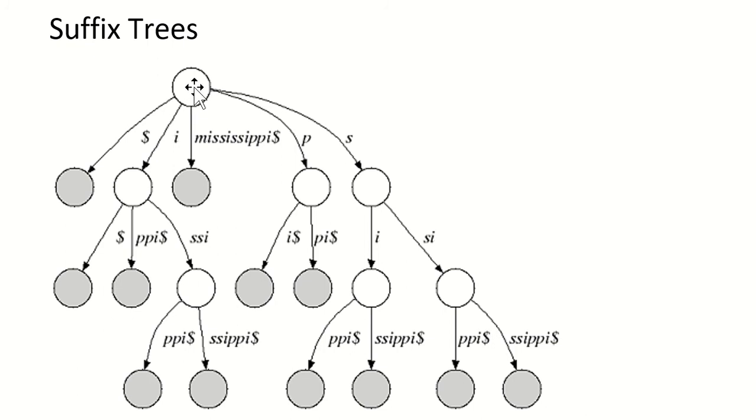For example, if I was looking for IPPI, which is in Mississippi, I could find IPPI by traversing down my tree. But if I was trying to find ISSI, I would still go down I initially, but then I would find SSI to see that that's also in my string. So essentially, these trees are super useful for finding substrings that are in a particular string. That's their most common use.